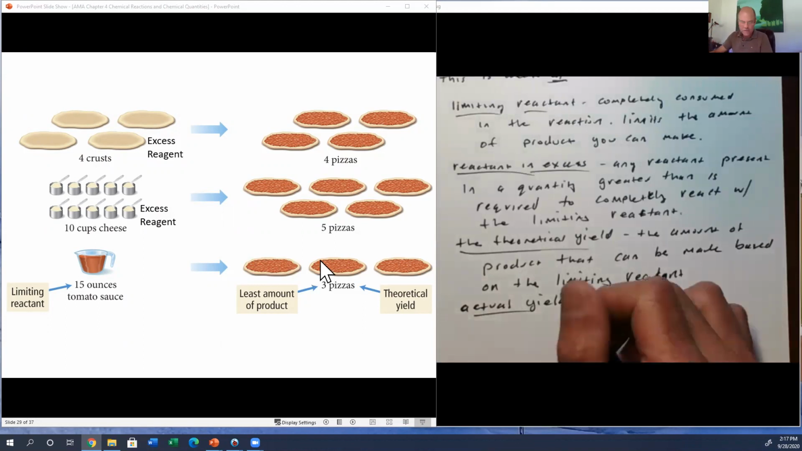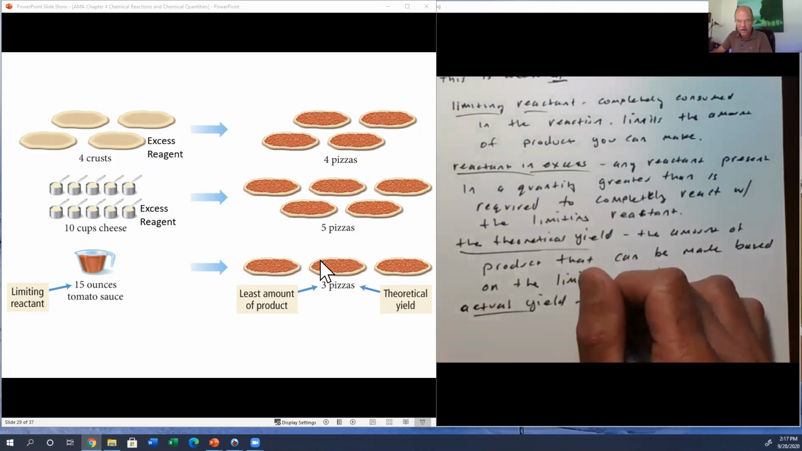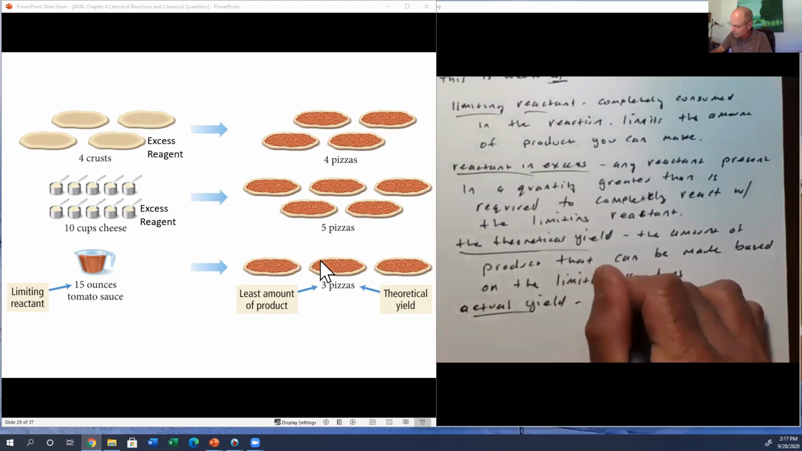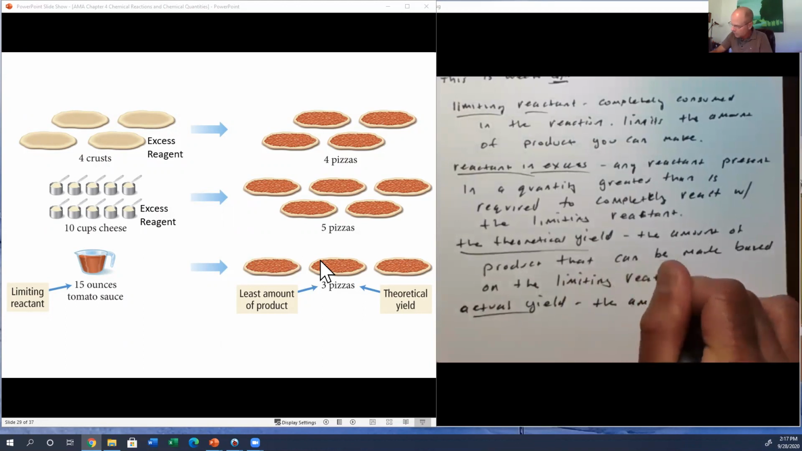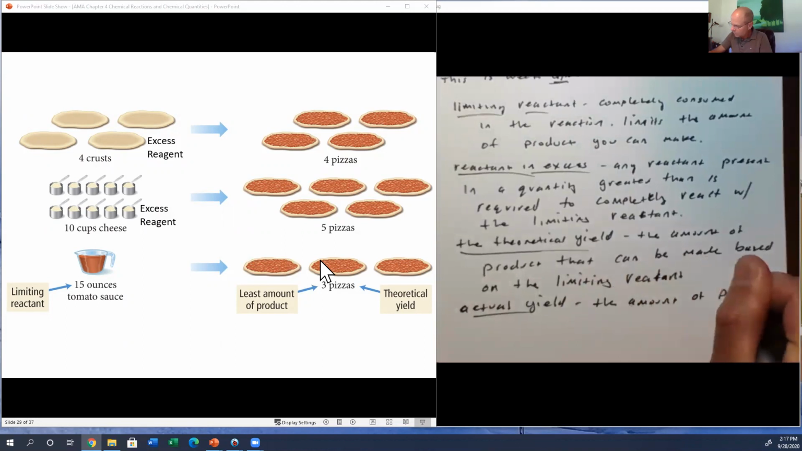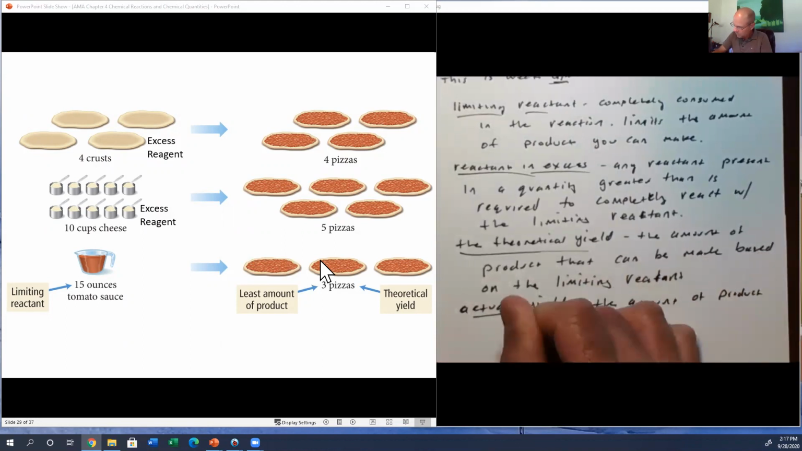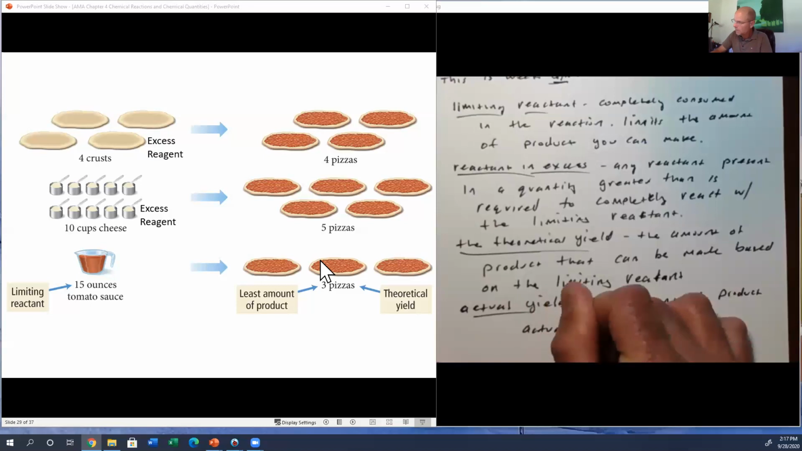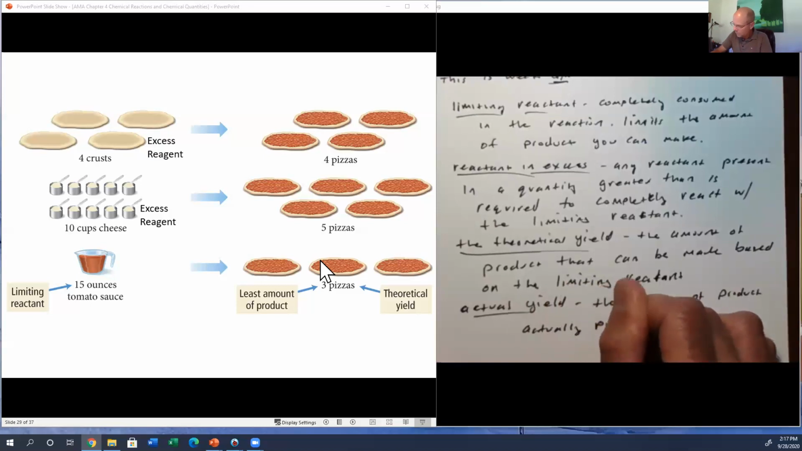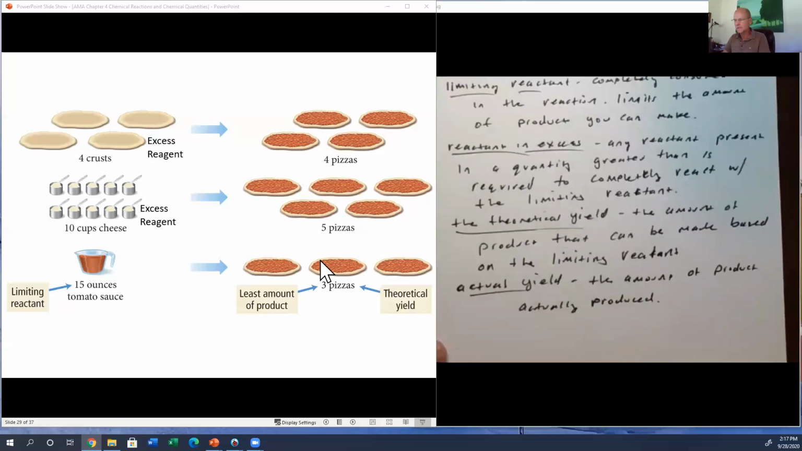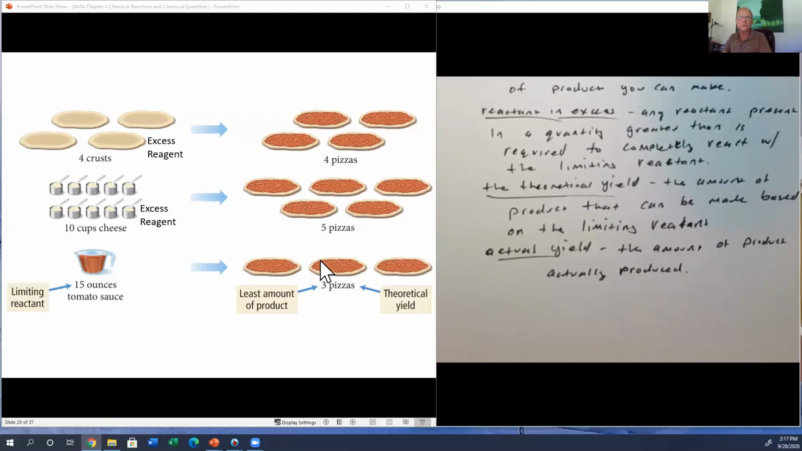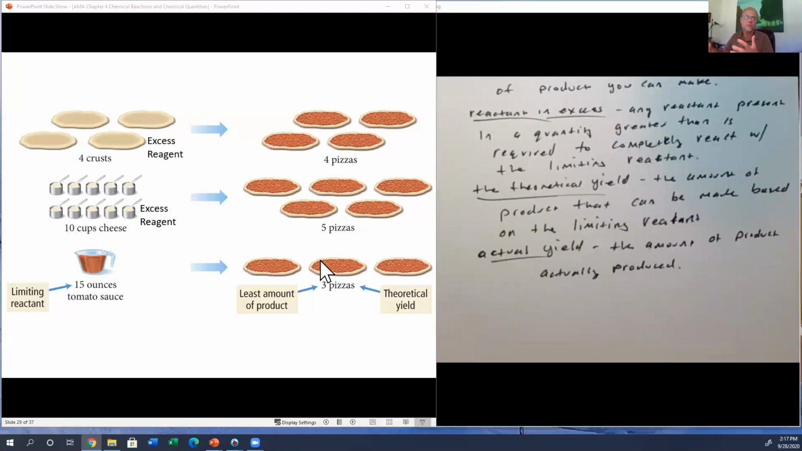Okay, so the actual yield is the amount of product actually produced. In our pizza analogy, if you burn one of the pizzas and you produce only 2 of them, then the actual yield, instead of being 3 pizzas, would be 2 pizzas, right? Theoretical yield would be 3, but the actual yield would only be 2.